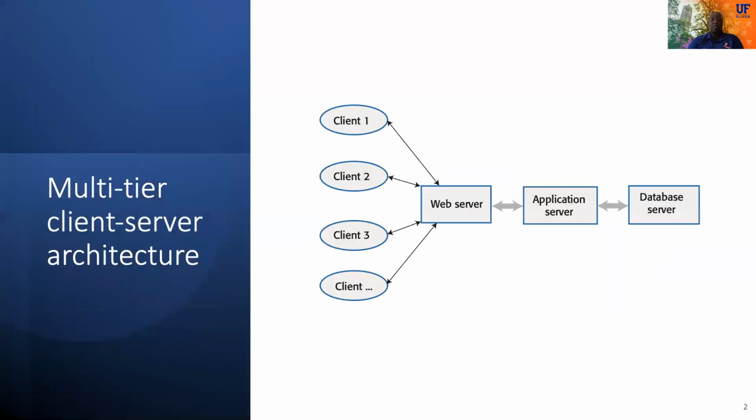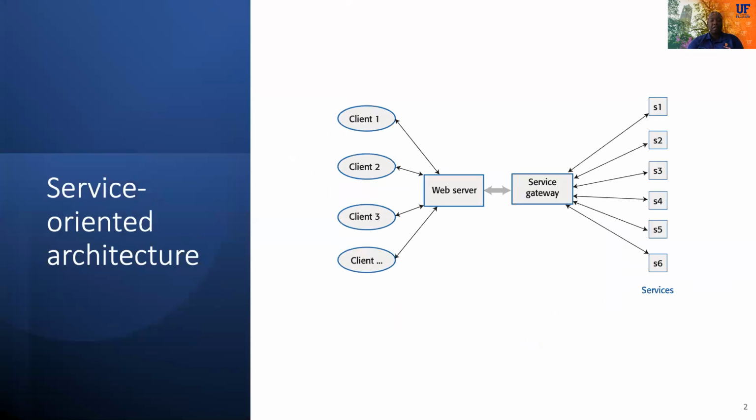Next, we have multi-tier client server architecture. This is just a different view when you have different levels of servers on there. So it's still a client server, but just a multi-tier view. Then you have the service-oriented architecture. In this, these are stateless components, which means they can be replicated and migrated from one computer to another. So you have many servers involved in providing services in a service-oriented architecture.